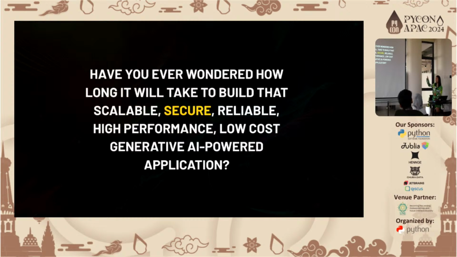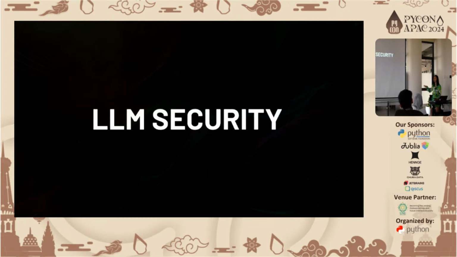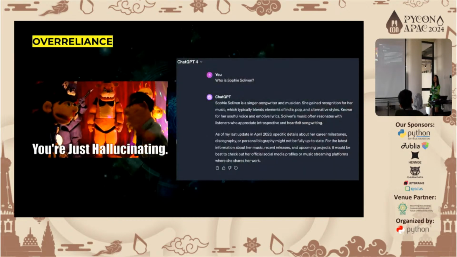All right, so we'll focus on security for this specific session, and I'll talk about some of the security risks of LLMs. So the first one, and I think one of the most infamous ones, is over-reliance. As mentioned a while ago, these AI tools could hallucinate, meaning they could provide the wrong information.